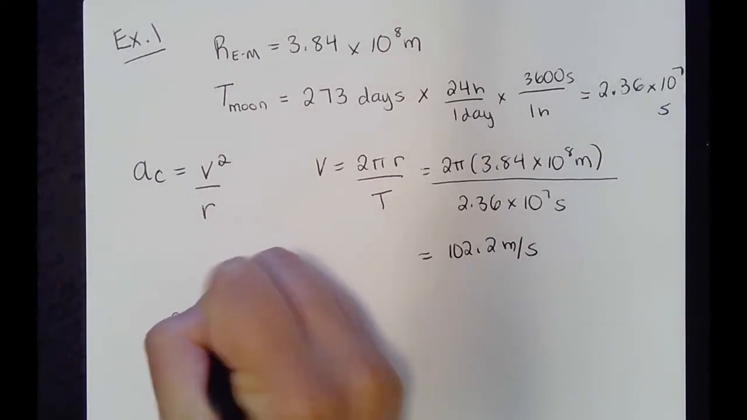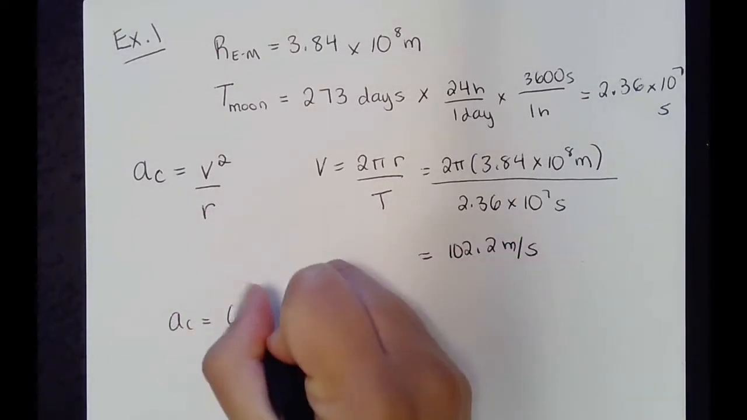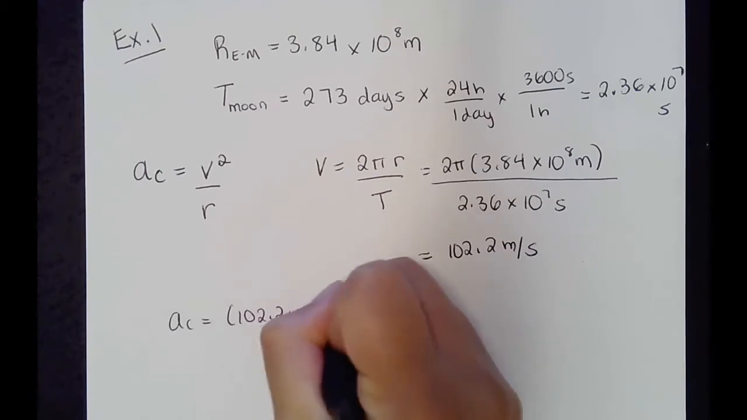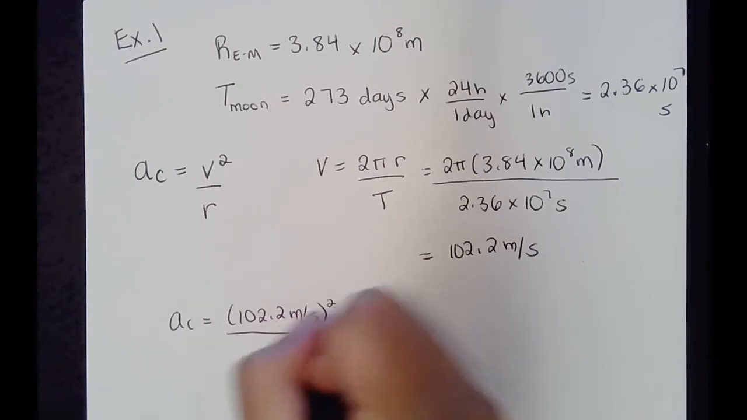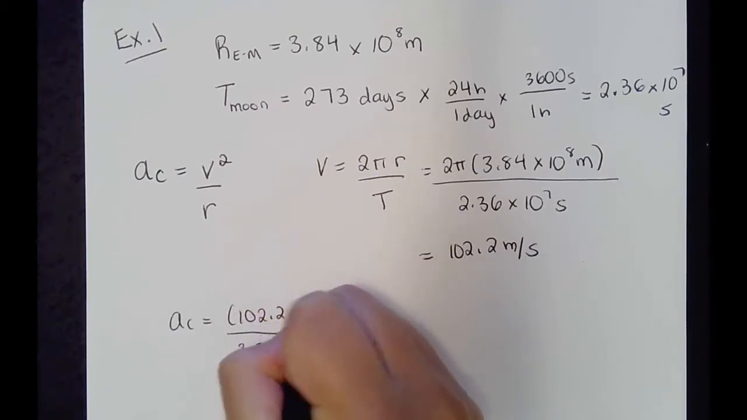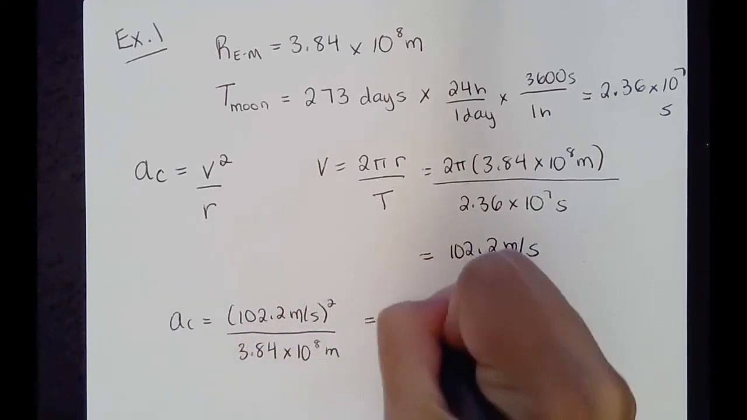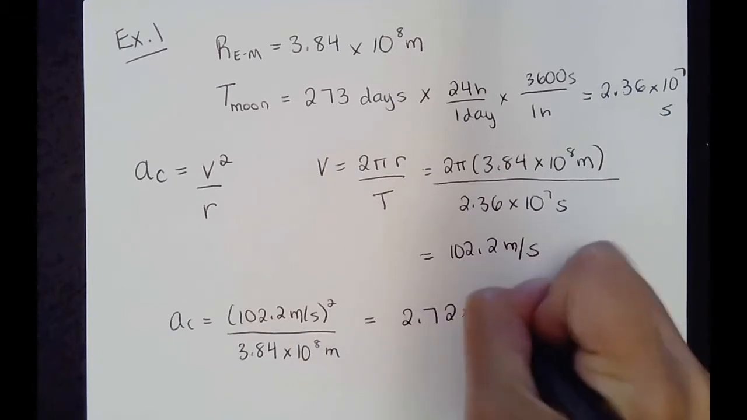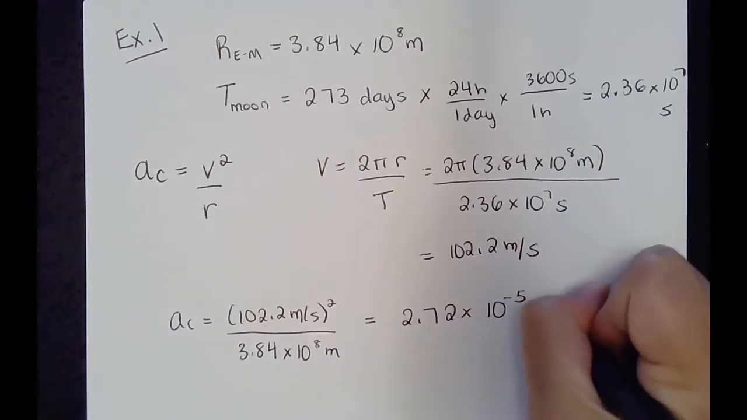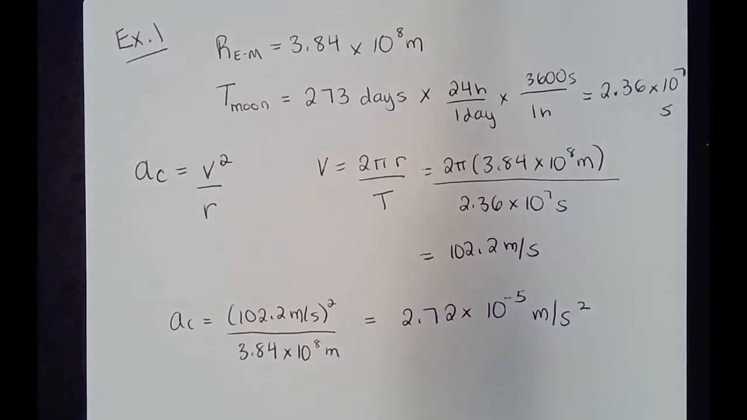All right, then we can plug that into the centripetal acceleration formula here. So a_c will be v squared, 102.2 meters per second squared over 3.84 times 10 to the 8 meters, which is 2.72 times 10 to the negative 5 meters per second squared for that centripetal acceleration.